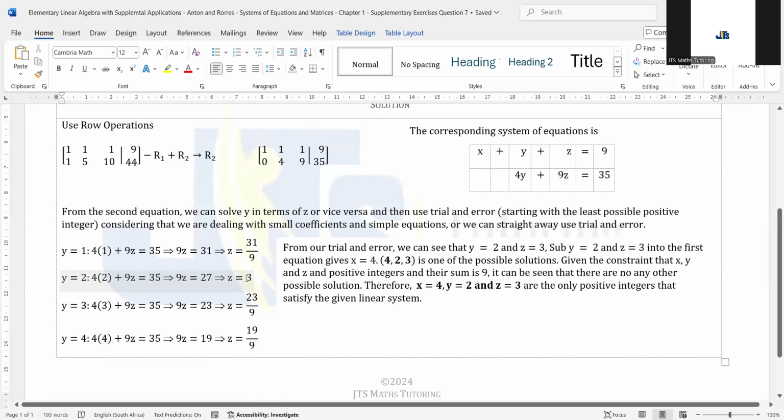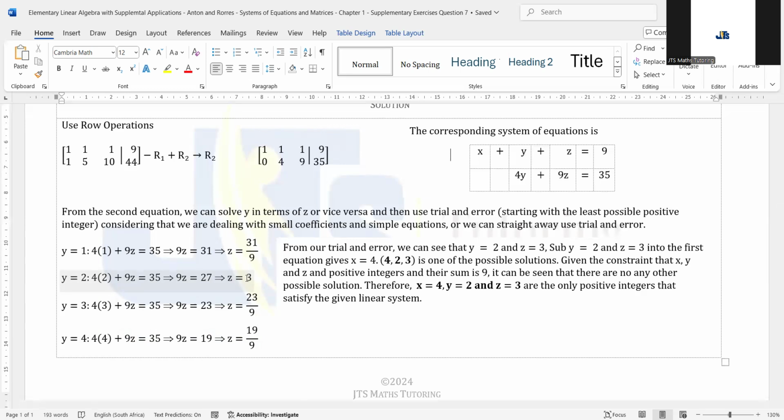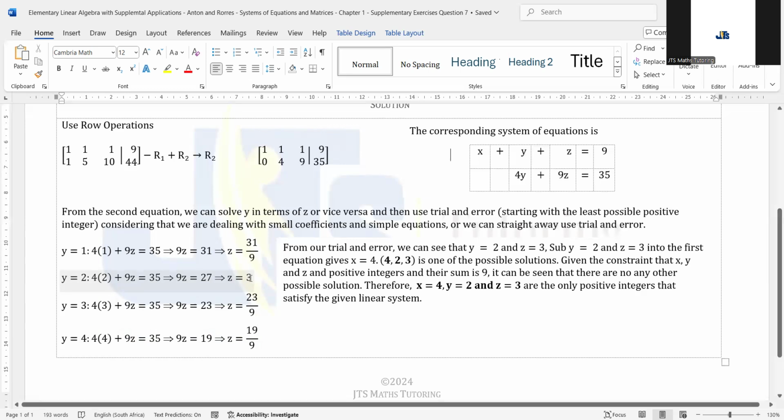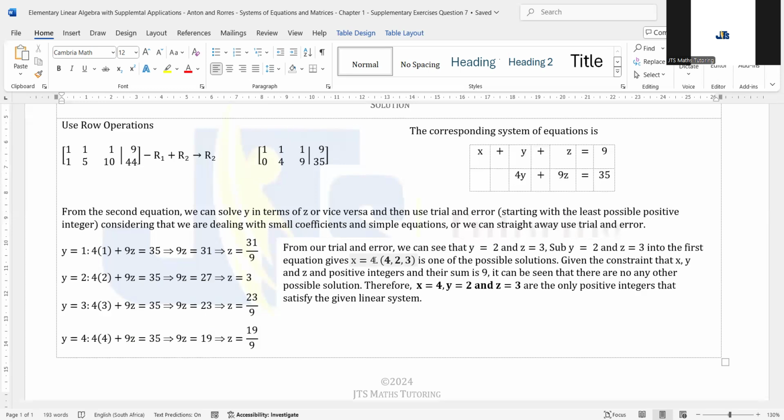What I need to do here now is to substitute in y is equal to 2 and z is equal to 3 into the first equation. By so doing, I'm going to get x is equal to 4. So this means that x is equal to 4, y is equal to 2, and z is equal to 3 is one of the possible solutions. But now I'm given a constraint here. Number 1, x, y, and z must be positive integers. And their sum should be equal to 9.